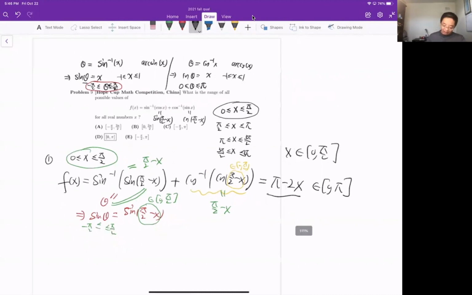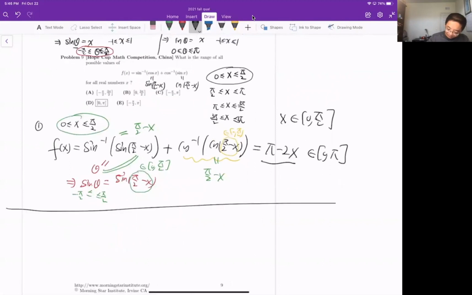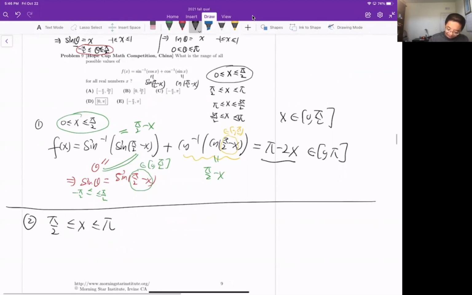Now let's look at what happens for case 2. How about x between π/2 and π? Now we have the same thing.